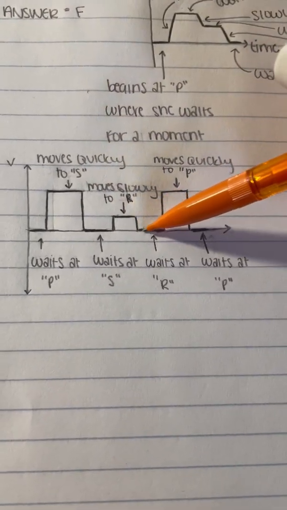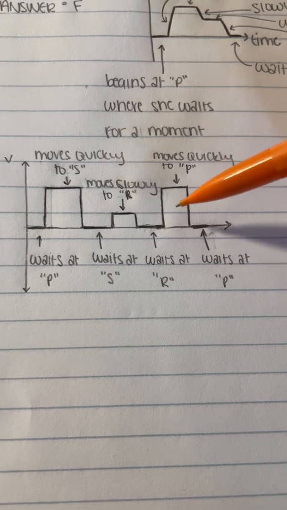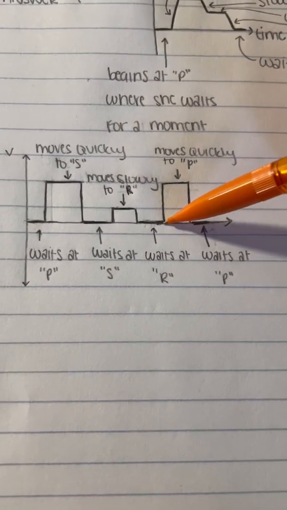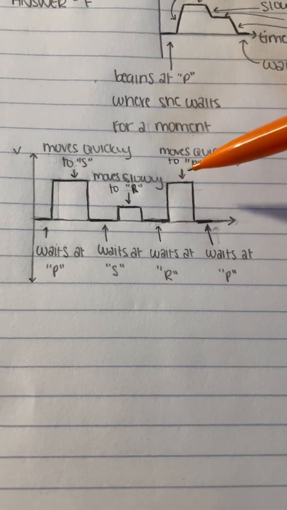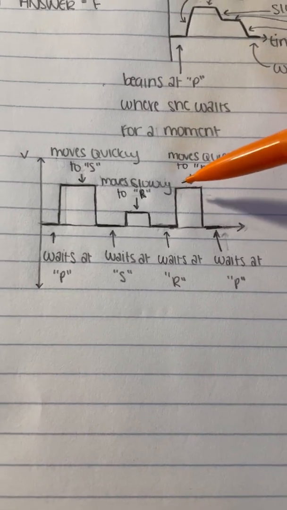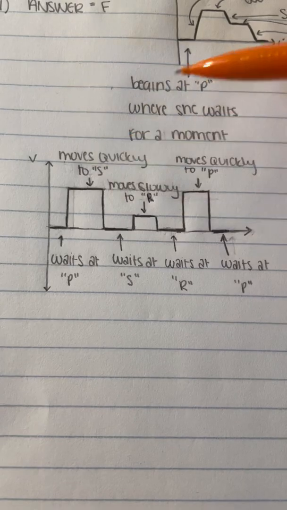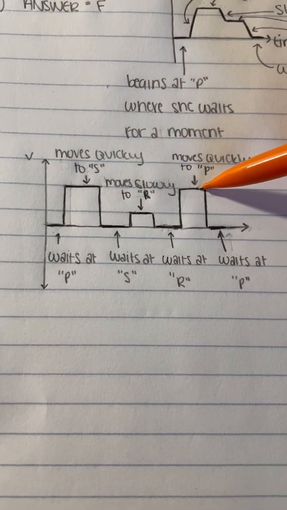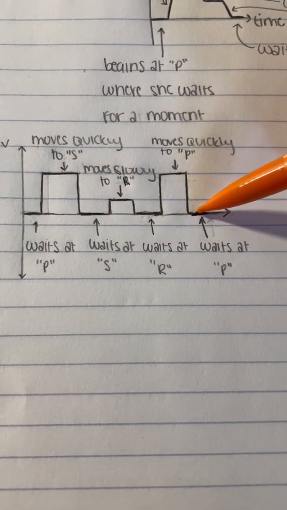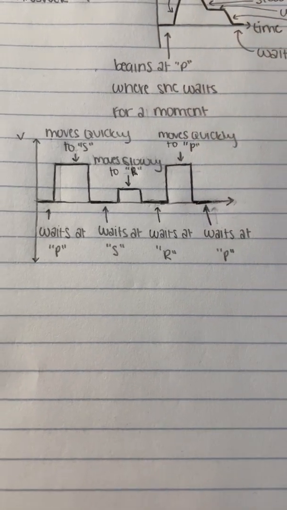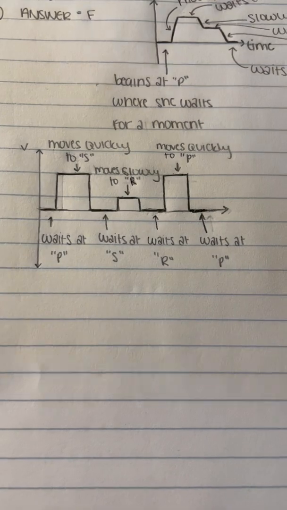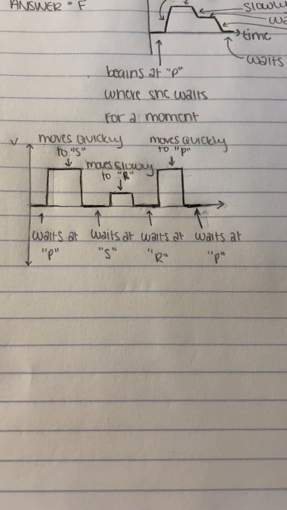She then waits at R, which means her velocity is 0 again. And then after she finishes waiting, she moves from R to P very quickly. So her velocity is up close to where it was when she was moving from P to S. After she reaches P again, she stands there for a moment, which means her velocity is 0 and is back down on the x-axis. And that's why I drew this velocity time plot.